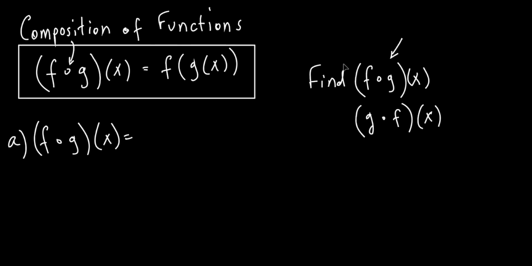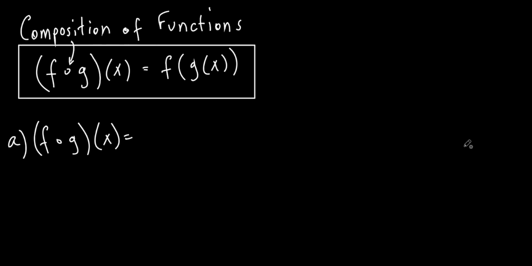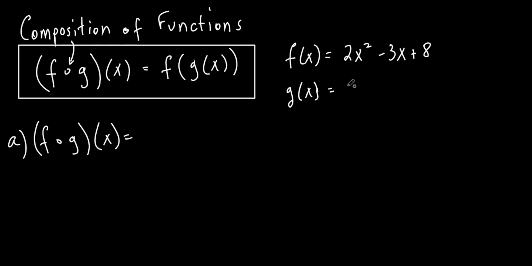Well, we got to know what our f function is and we got to know what our g function is. So let's write those down. They give those to us. They say that f of x is 2x squared minus 3x plus 8. All right, and then they tell you g of x is 5x minus 6. All right. So what in the world do we do here?